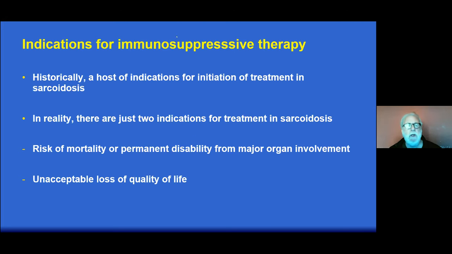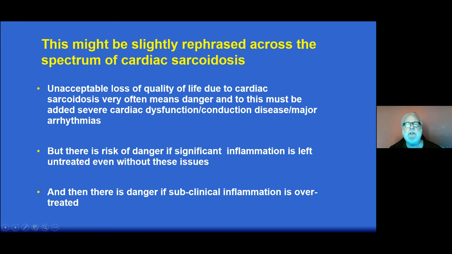So in other words, we really should be asking ourselves whether there is a need to treat to live longer. In other words, is the disease dangerous? Or just to feel better when there isn't that risk? In other words, is there unacceptable loss of quality of life? So that's what we're asking. Now, I could rephrase this slightly across the spectrum of cardiac sarcoid. If you have unacceptable loss of quality of life, it very often does mean danger, but you have to add intermittent problems, severe cardiac dysfunction, conduction disease, major rhythm disturbance. They all add up to danger.